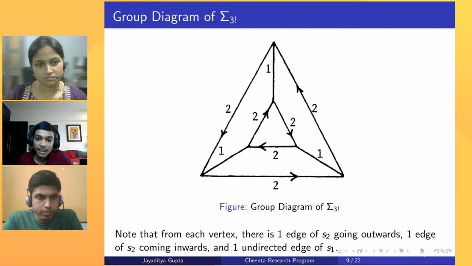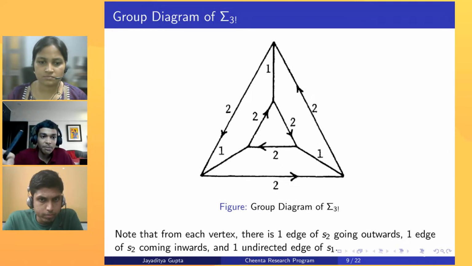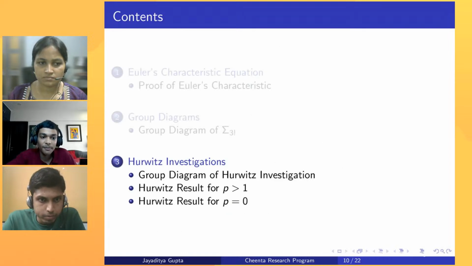Now, if we notice this group diagram, basically, for every vertex, there is an edge of S2 going outwards, there is an edge of S2 coming inwards, and there is an undirected edge of S1. We can also notice that there is a triangle formed by the S2s in the inner part of the diagram. That is because if we apply S2 3 times, we land back at the same element. Similarly, there is an undirected edge of S1 because if we just apply S1 twice, we land back at the same element. And yeah, that's how you obtain the group diagram for S3. Right. So that was all about group diagrams.